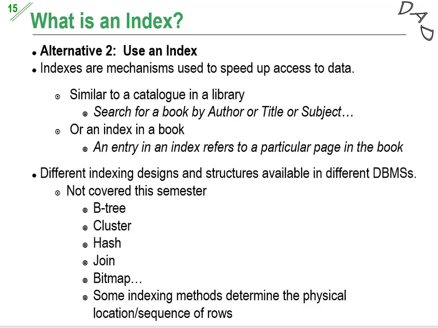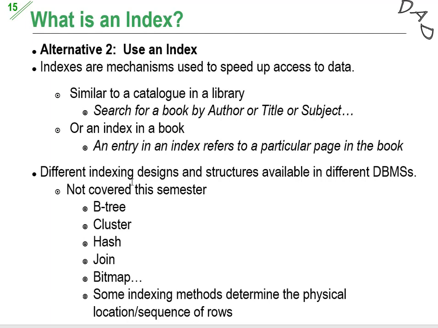The second alternative is we can use indexes. So what do you mean by the index? It's exactly the same way that we have the index in books. The index is a mechanism that we can use to speed up access to data. It's similar to the catalog in the library. So how are we going to search for a book in the library? We can search by the author, or title, or the subject. Or sometimes we can use the index of the book.